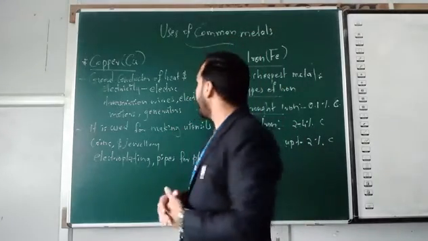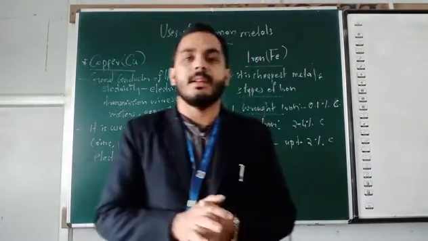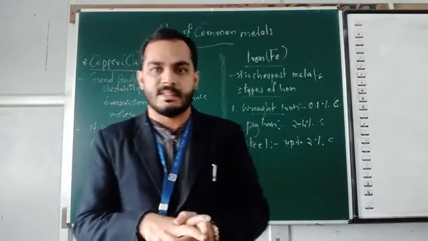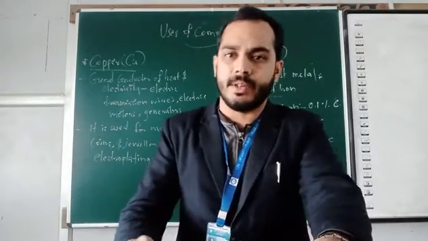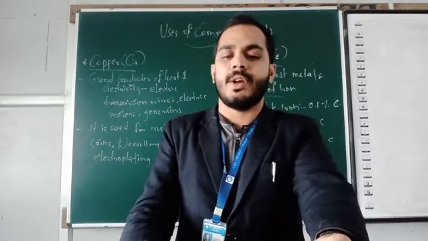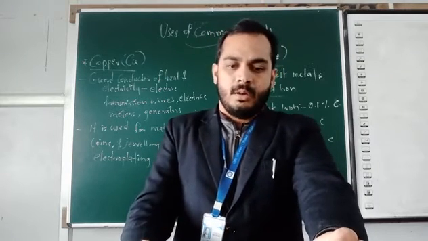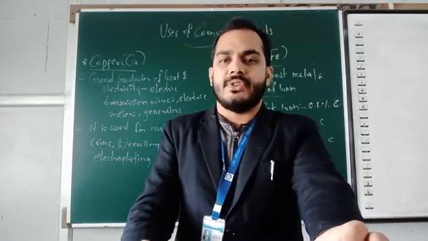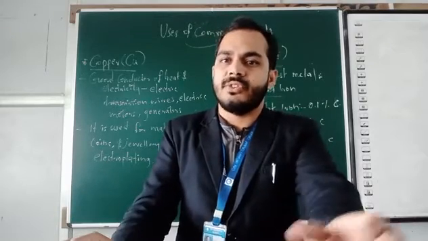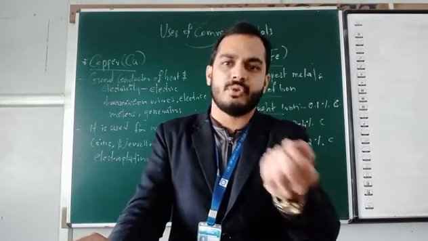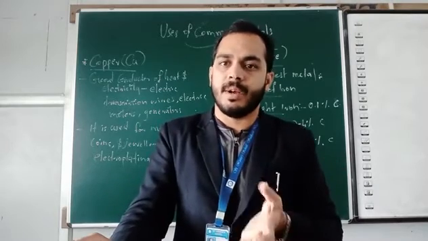Okay, and the other metal, zinc. Let's see what the use of zinc is. Zinc is a bluish white metal. What is the color of zinc? Bluish white metal. It is brittle in nature. What is the meaning of the word brittle? Easy to break into small pieces. That is called brittle nature.